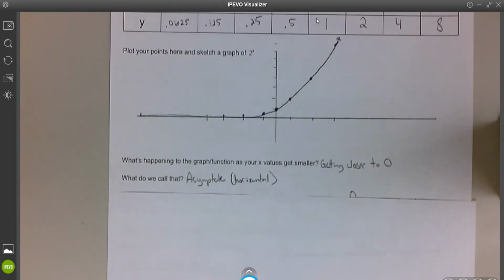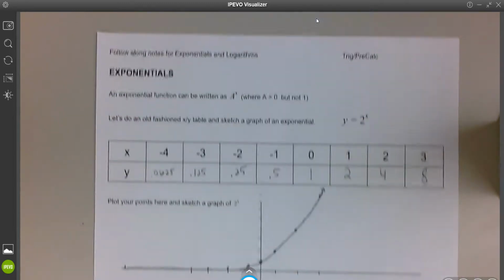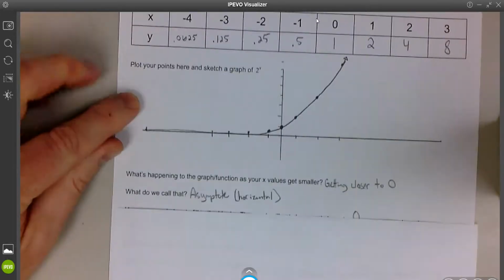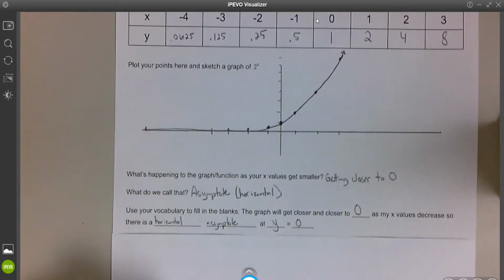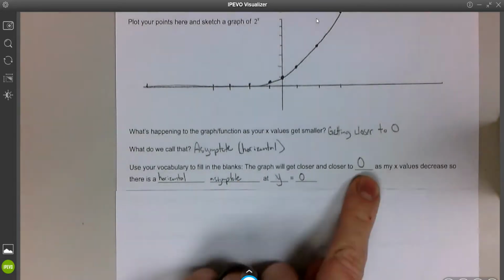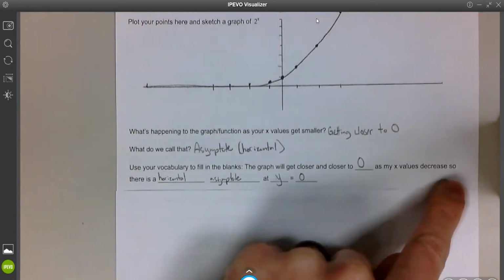And the same thing happens here with this exponential. I will never actually get to 0. I'll get really, really close to it. And I definitely won't get negative values. There's no value I can plug in for x that's going to give me negative y. Okay, we call that an asymptote. So now with our little bit of vocabulary here, it would say the graph will get closer and closer to 0 as my x values decrease.